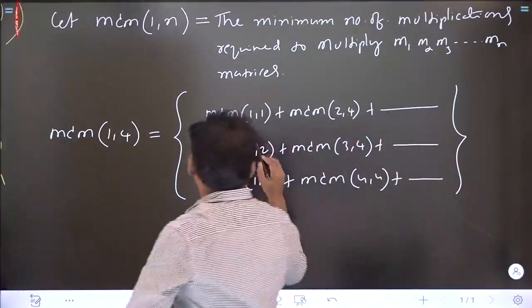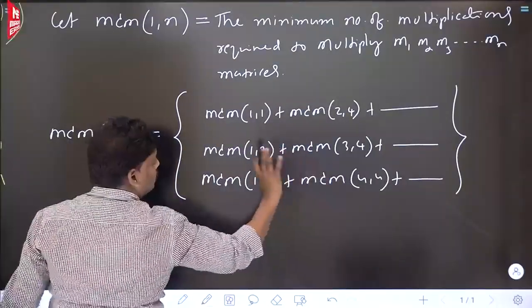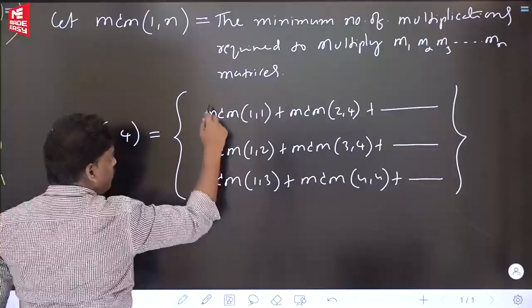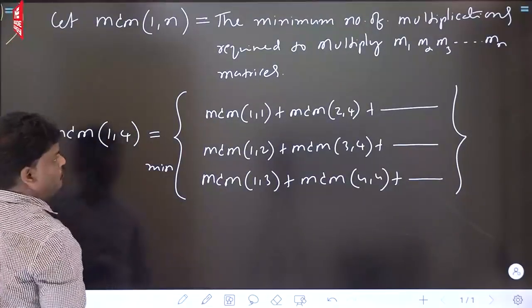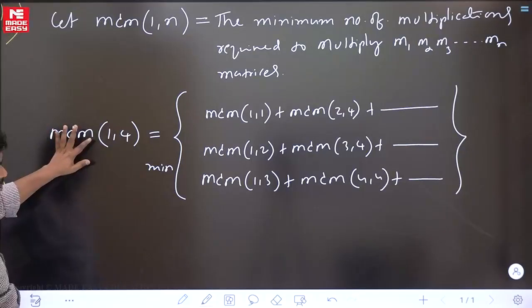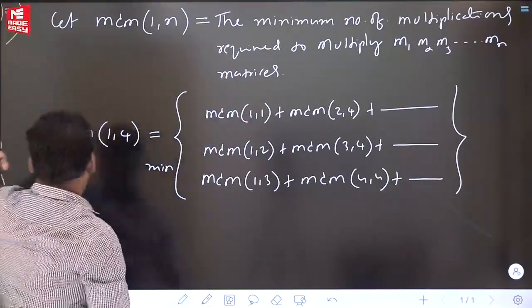Right, now see this one. Only first one remaining, only first 2 remaining, only first 3 remaining. Like that calculate. After calculating all, among all of them whichever is minimum, that is your answer. 4 matrices, right? Top level 3 ways. They may be internally called further.